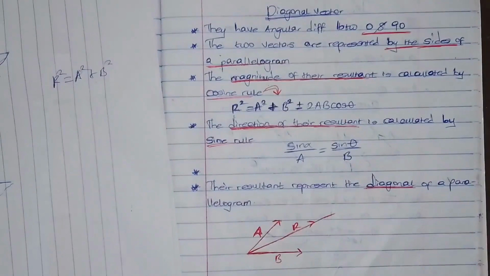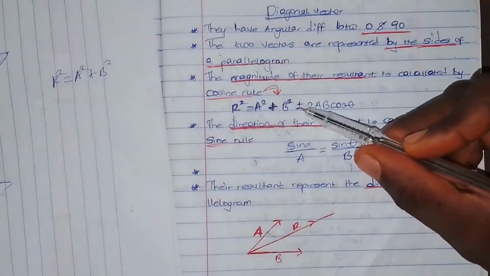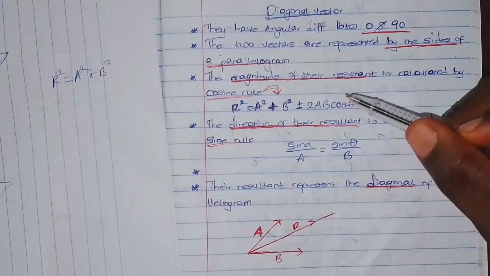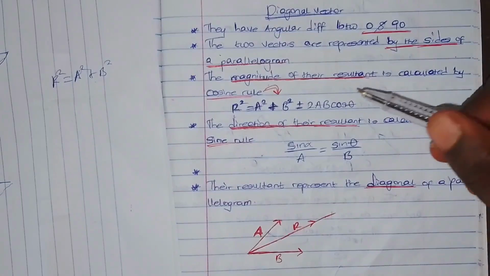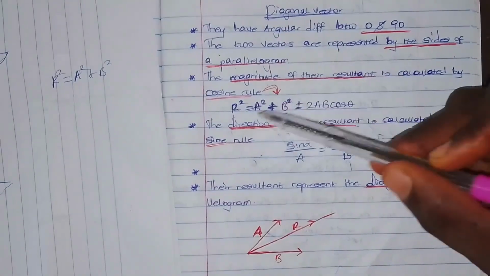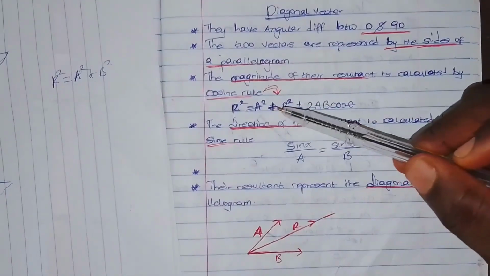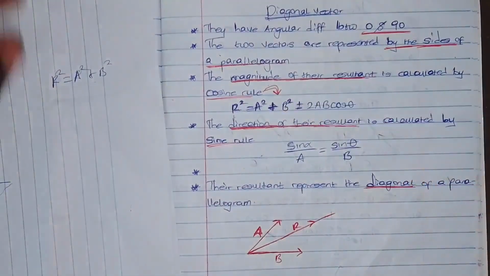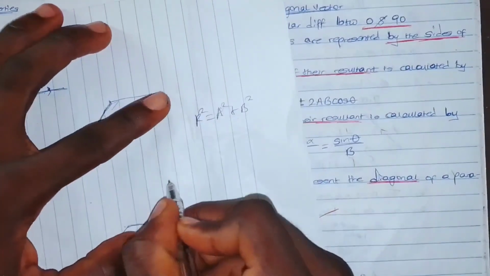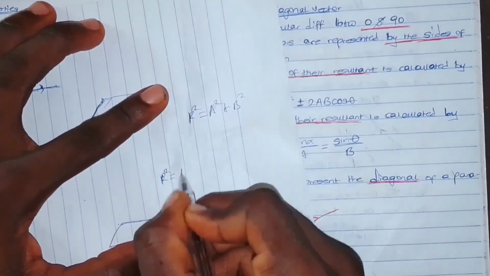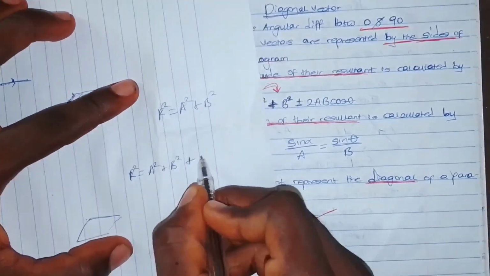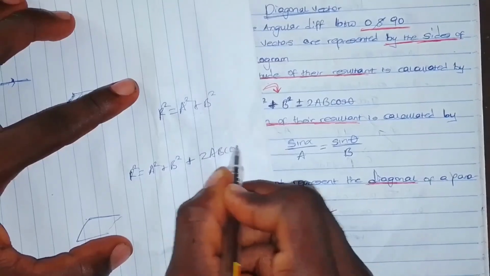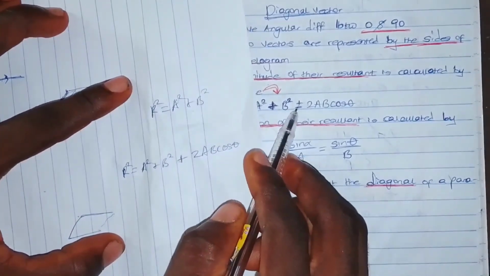Now, let me continue. This plus or minus means that this equation is of two types. I don't know if you understand. This plus or minus means it's of two types. One is r squared equals a squared plus b squared plus 2ab cos theta. This is what it means.